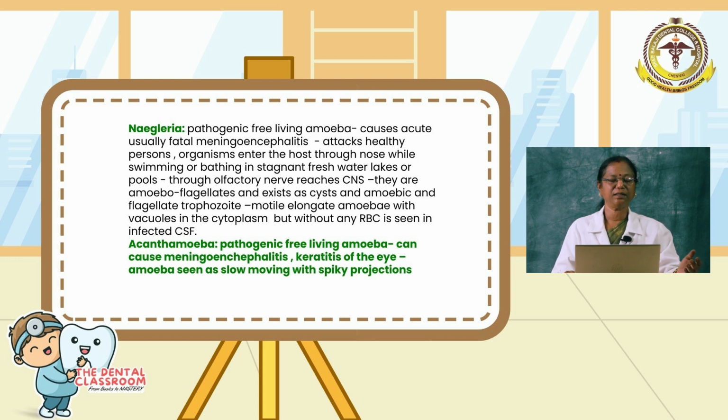And the next one is Acanthamoeba. They are pathogenic free living amoebae, and they also can cause meningoencephalitis and keratitis of the eye. The amoeba is seen as slow moving with spiky projections. So, this is the typical locomotion of Acanthamoeba.